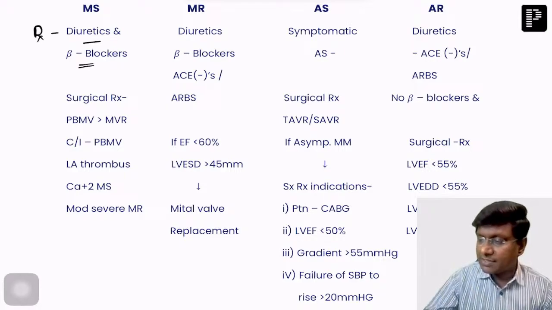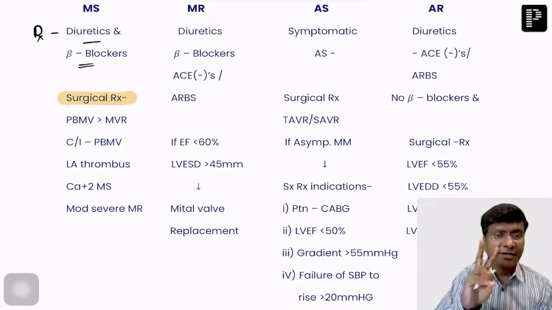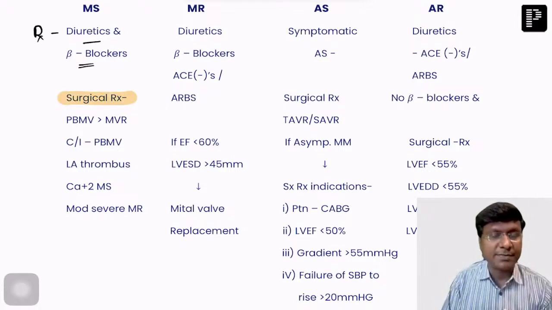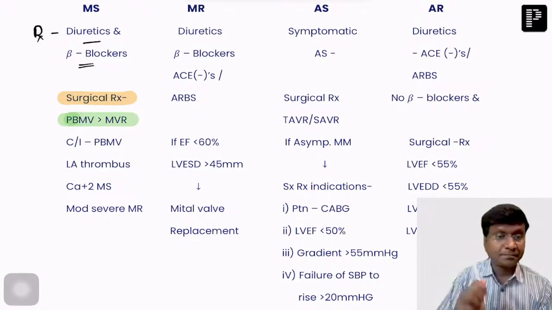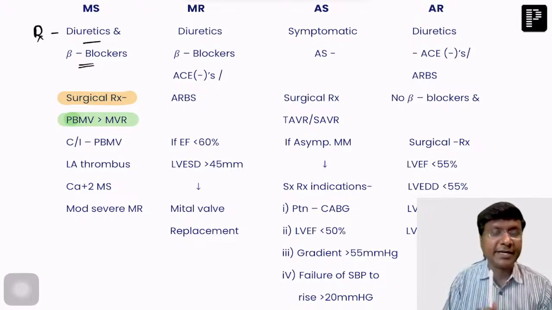Then coming to the surgical treatment. In surgical treatment, you have two options. One is percutaneous balloon mitral valvotomy. The other one is mitral valve replacement. But between these two, which is more preferable? PBMV is more preferable compared to MVR. Why? Because PBMV is less invasive than mitral valve replacement.